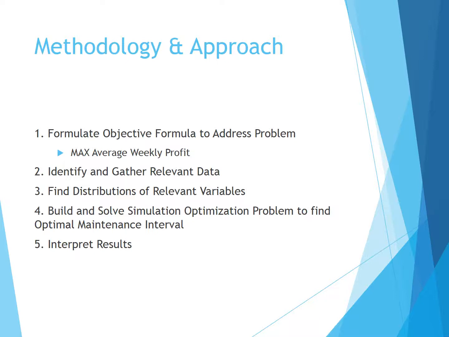Next, we identified and gathered the relevant data, which came from non-proprietary company data. Next, we looked at the distributions of some of those variables that impacted both revenue and cost so that we could model our simulation. Step 4 was to build out that simulation optimization problem and solve that in Excel. Next, we interpreted the results of how often we should be doing routine maintenance activities.